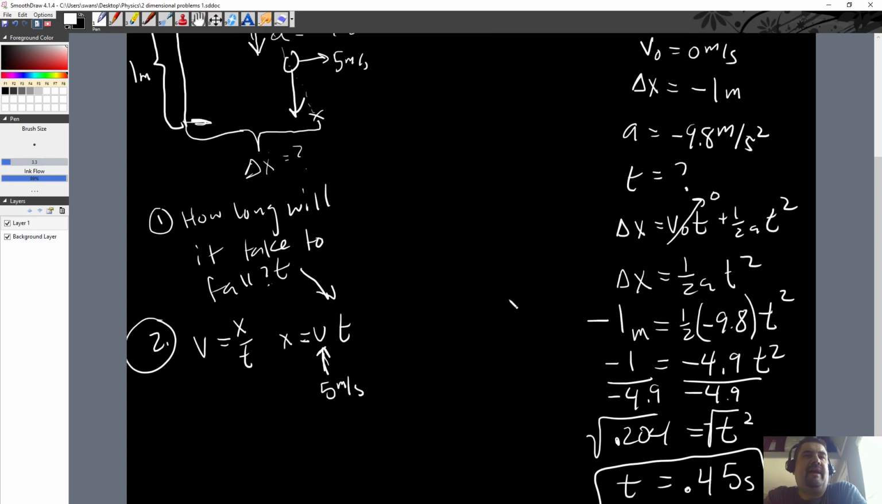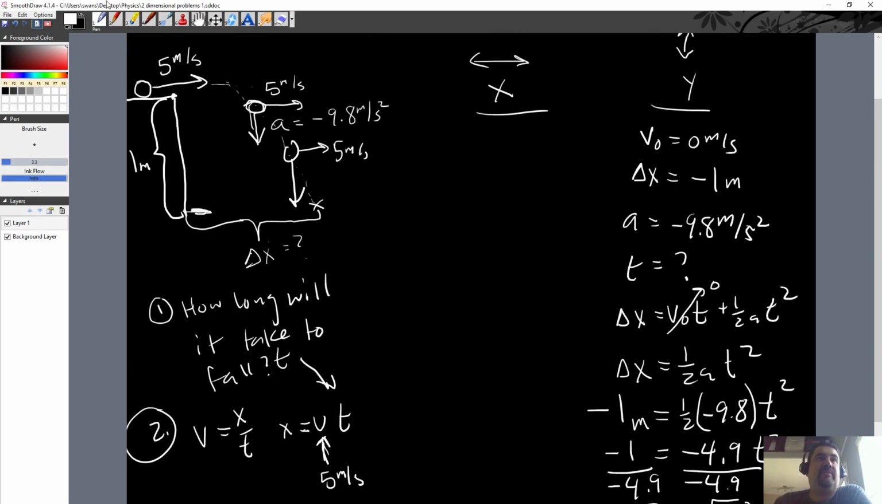So now that we know the time, in the X, by the way, it doesn't matter which problem you do in two-dimensional physics. Anytime you have projectile motion, these are called projectile problems or two-dimensional problems. In the X, left and right, you can only use this equation, because there's no acceleration. So it's quite simple. In the X direction it's moving 5 meters per second to the right. I want to know how far it's going to go, the left and right distance. And how long is it going to do that for? 0.45 seconds. I know that because I did calculations in the Y to figure that out.